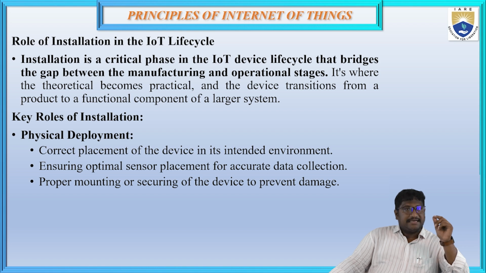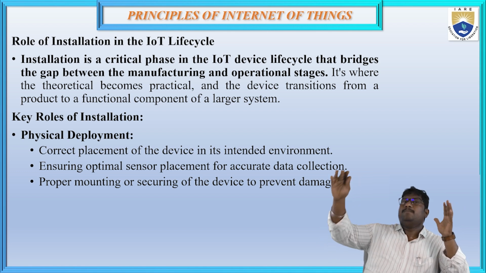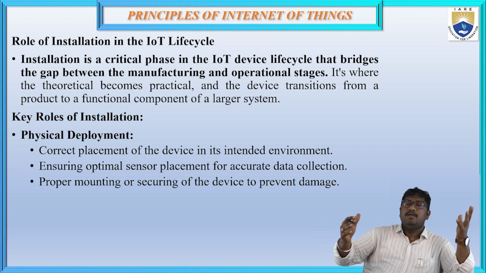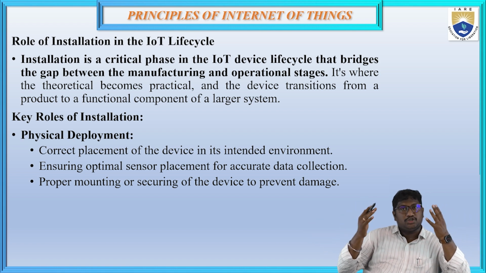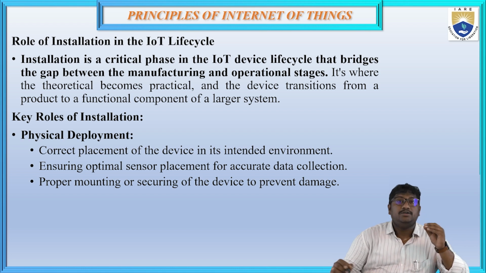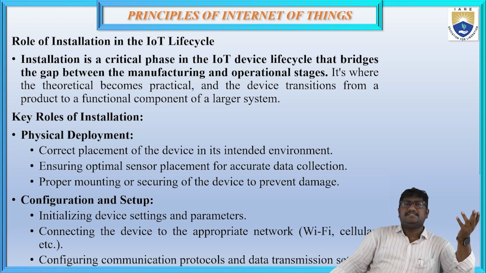The first one is physical deployment, which is used for correct placement of the device in the intended environment. That physical device has to be placed properly. Then only it is able to record the data. Ensuring optimal sensor placement for proper data collection, and properly maintaining or securing the device to prevent damage. If there is no proper maintenance for the camera, automatically the device is going to get damaged, right? And coming to configuration and setup.